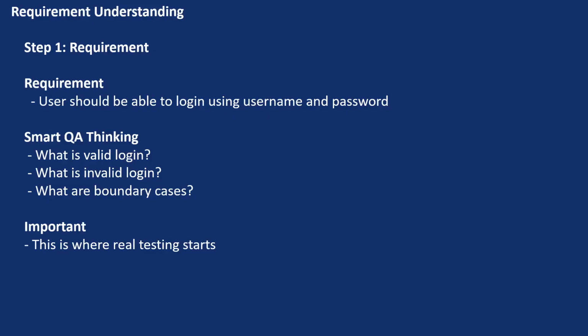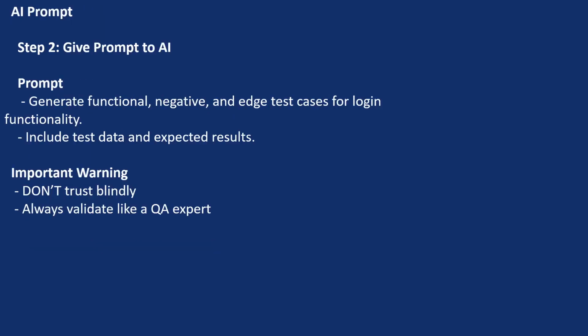So let's take a simple requirement. User should be able to log in using username and password. Now many beginners stop here, but a smart QA engineer asks, what is a valid login? What is invalid login? What are boundary cases? This is where real testing starts.